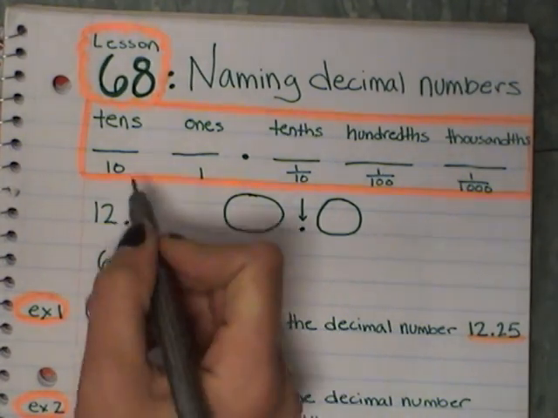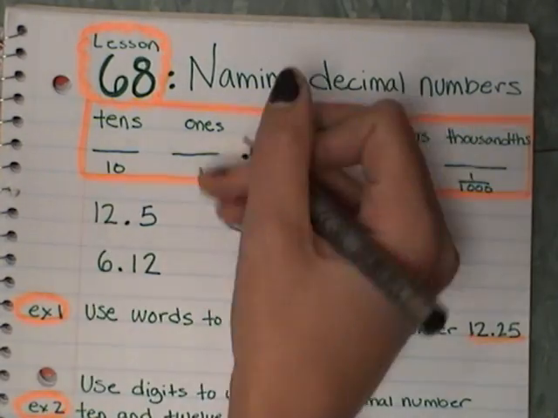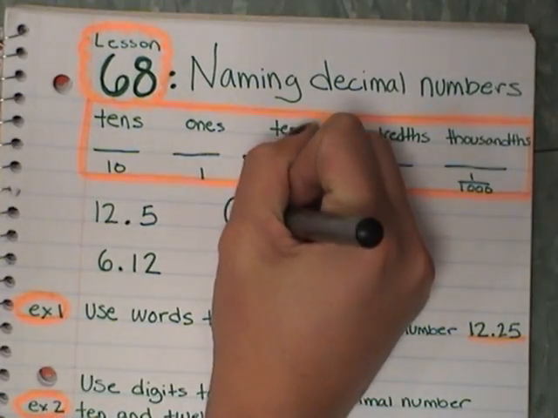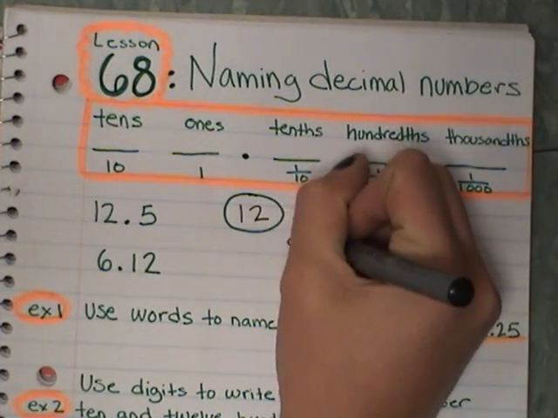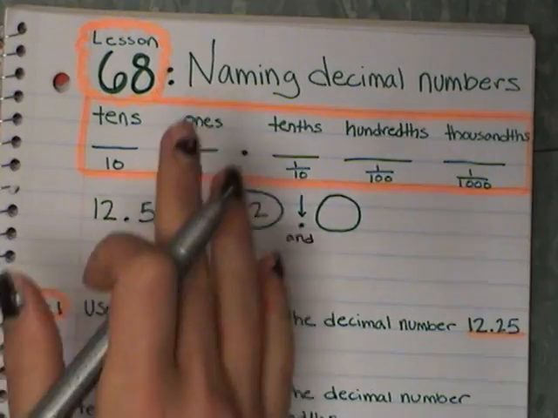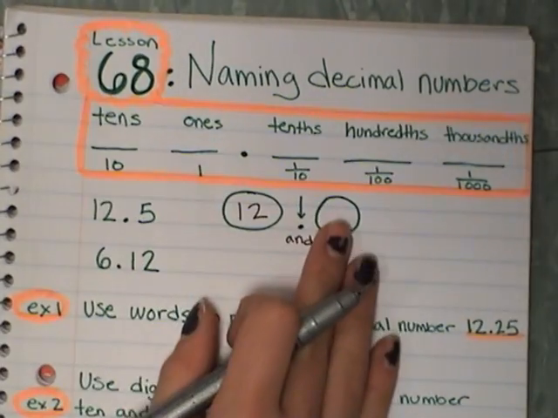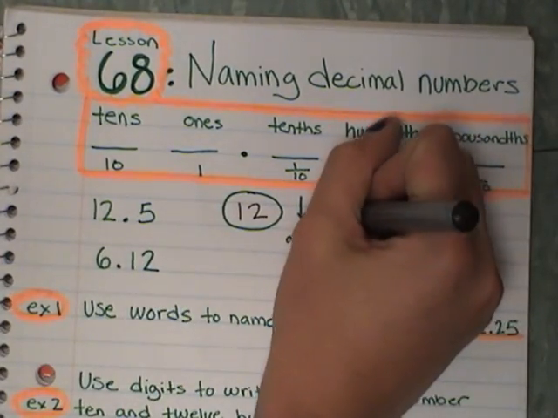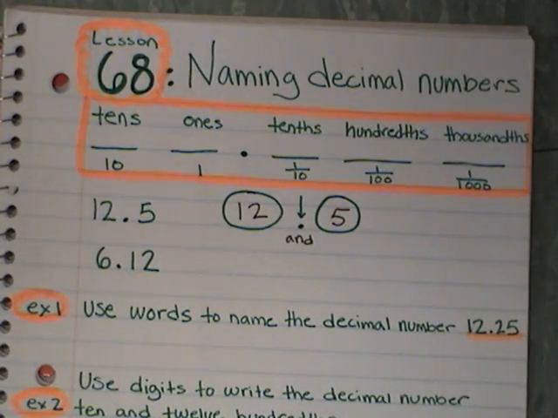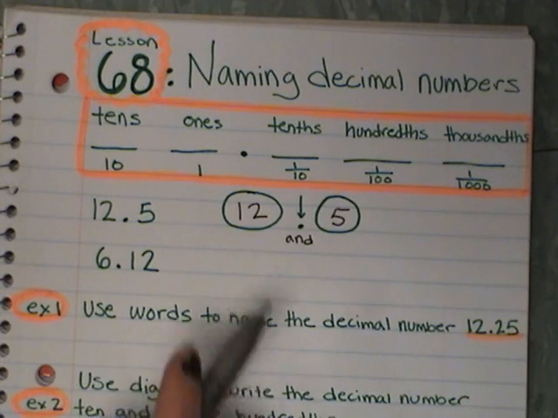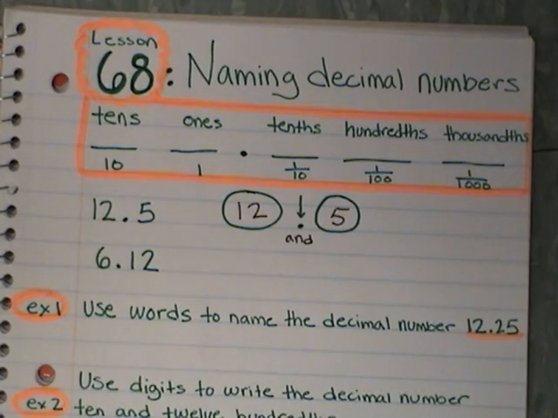So I break it into my whole number part first, so I write 12. When I see my decimal point, I say and, then I write down what my decimal number is after the decimal point, which is a 5. And then I know that this is a tenth because it's only one spot after the decimal point. So I would read it and say 12 and 5 tenths. Go ahead and try and write the second one, and say it to yourself and see if you get the same thing that I do.